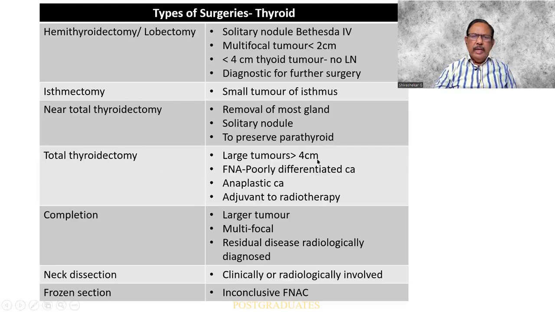Total thyroidectomy in large tumors more than 4 centimeters, poorly differentiated carcinomas or anaplastic carcinoma, and also as an adjuvant mode of treatment after the radiotherapy. Completion will be when the tumor is larger, multifocal, or there is residual disease; we will have to revisit it and remove whatever is possible. Neck dissection, when the nodes are clinically and radiologically involved. And frozen section, whenever there is an inconclusive FNAC, frozen can precede the surgery.